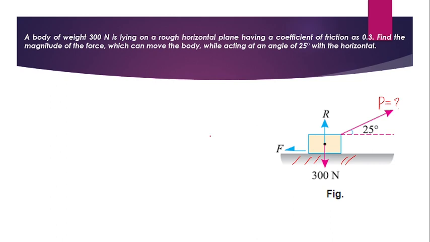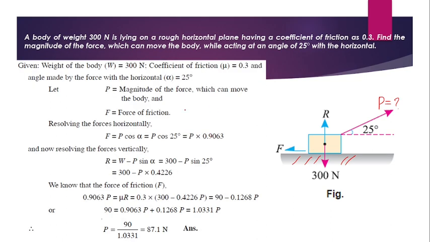Then while resolving the forces in horizontal direction, we can say that P cos 25 degrees is in the positive x direction, and F equal to mu R is in the negative x direction. That means the frictional force F is equal to P cos 25. Equation number 1.